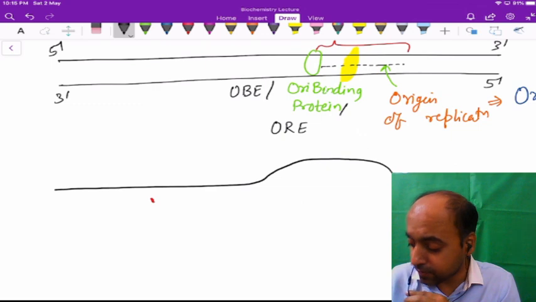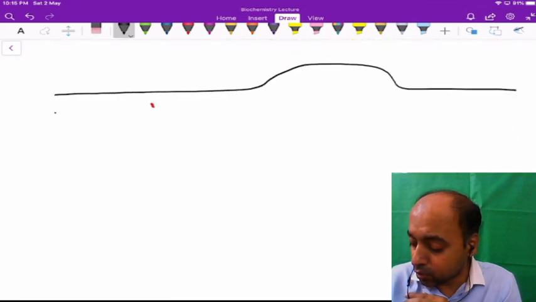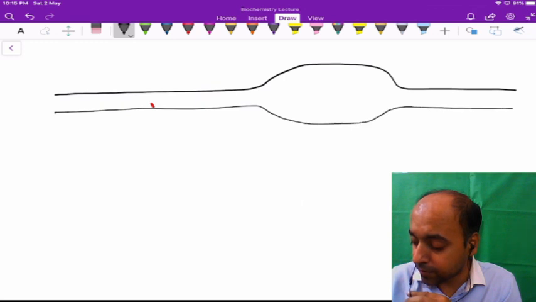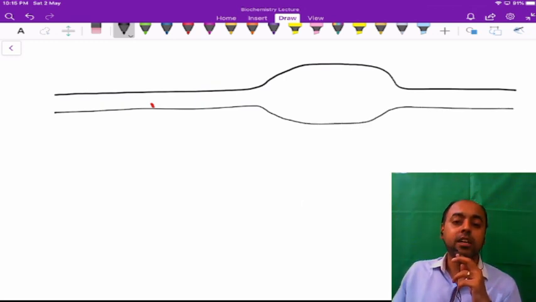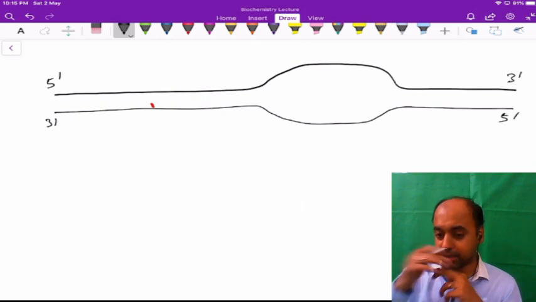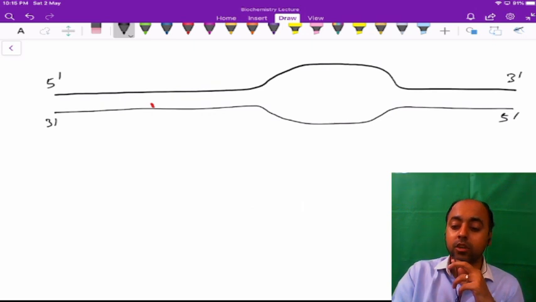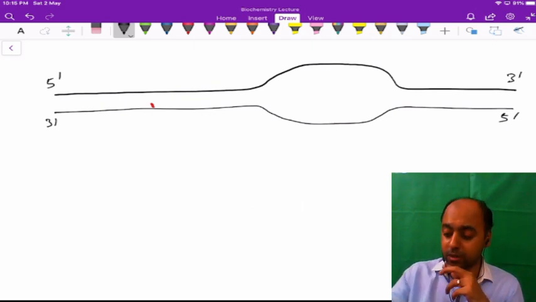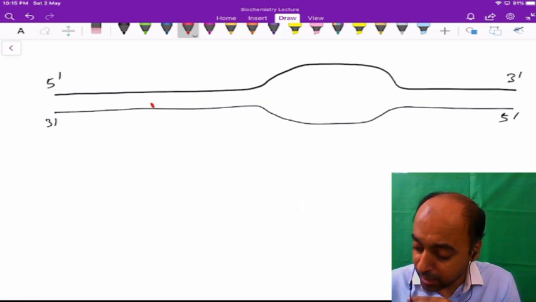So in the next step you find the two strands are separated in the ORI region. But don't forget that the two strands are complementary in nature, and therefore after some time they will try and rejoin together. We don't want this to happen, so we prevent it by bringing in another set of protein which will prevent the two strands from joining.